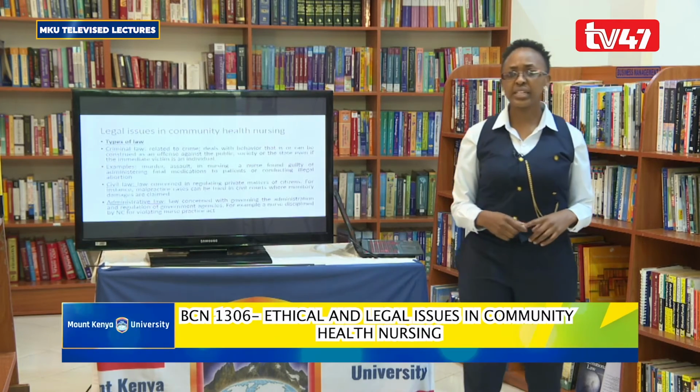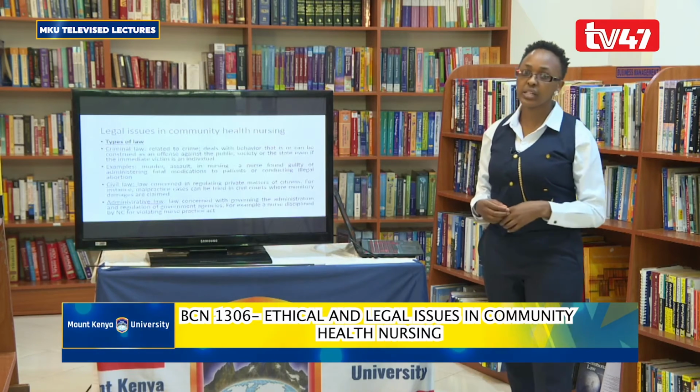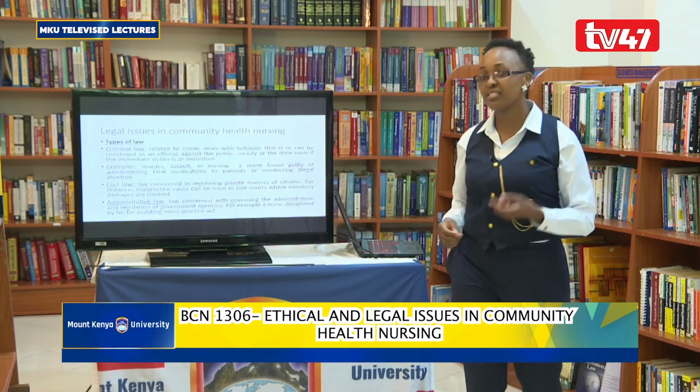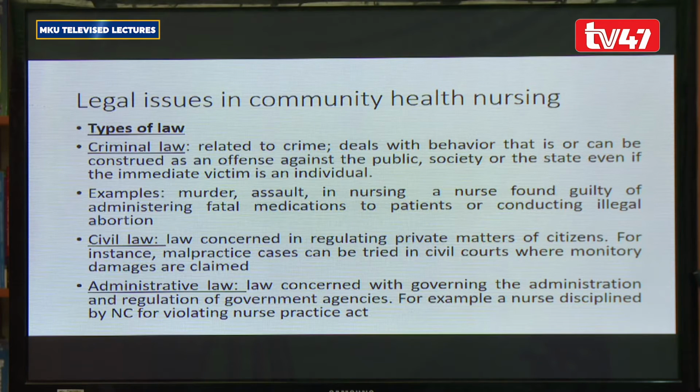Now, let's look at types of law. We have 3 types of law, the ones that we're going to look at today. The first one is criminal law. So criminal law, this is related to crime, or it deals with behavior that can be construed as an offense against the public, the society, or the state, even if the immediate victim is an individual. An example of criminal law is murder or assault.